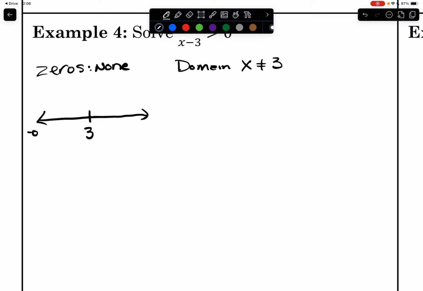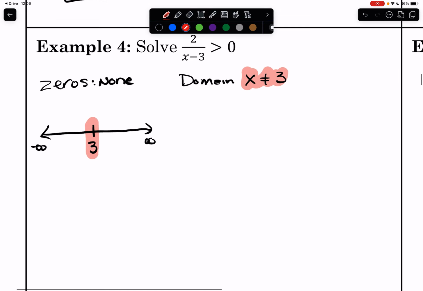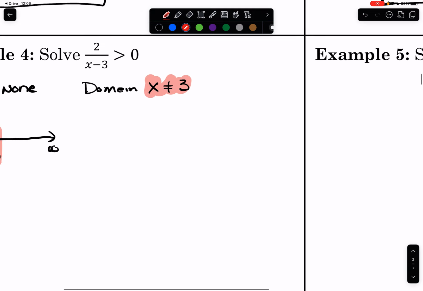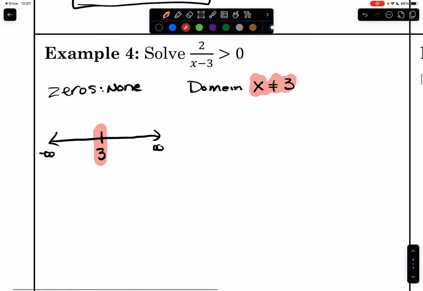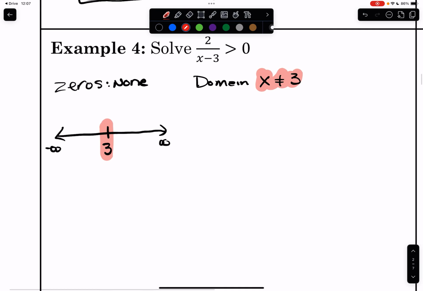So there's only one place we have to look at. And again, this number does not get included. So let me make sure I highlight it in red right here to remind myself, okay, I do not include that point. Let's see what happens. We're looking for where this is going to be greater than 0. And you know what? Let's leave it like that. Okay, greater than 0.